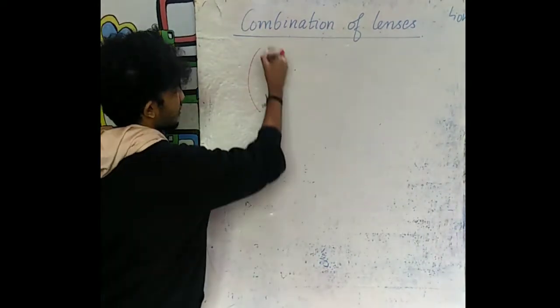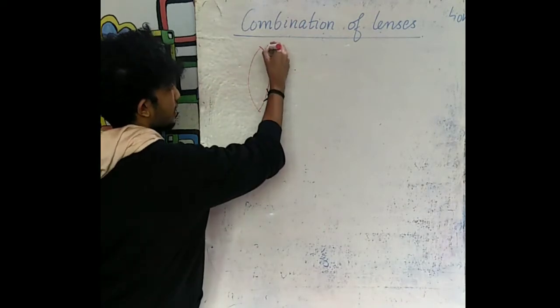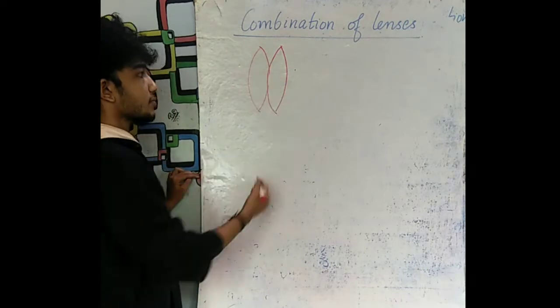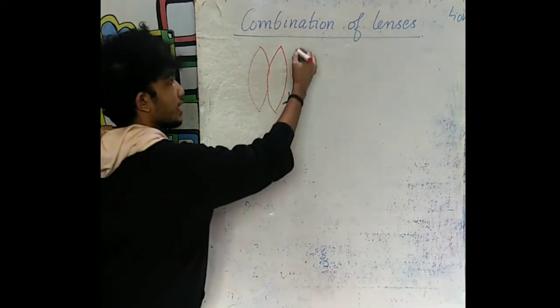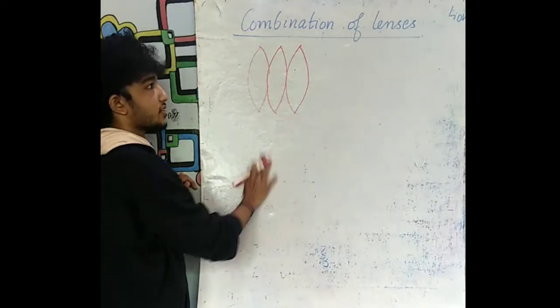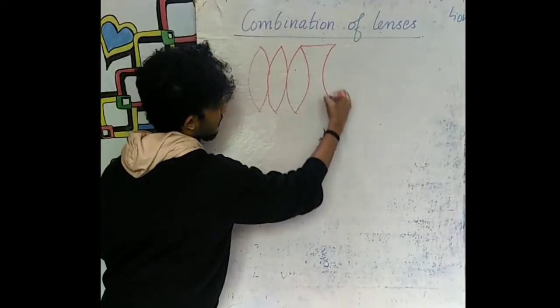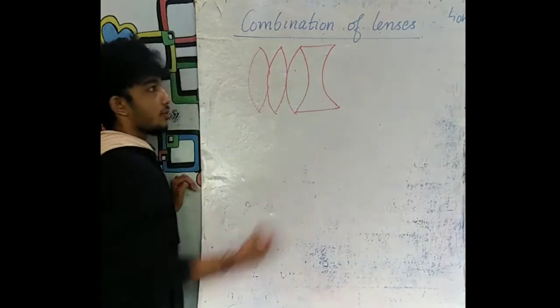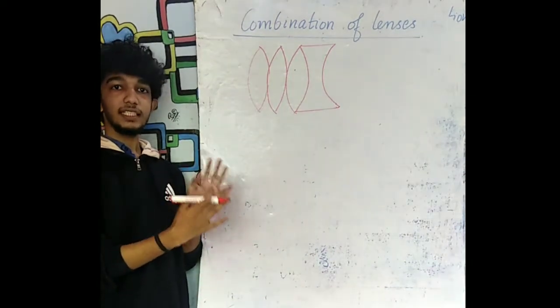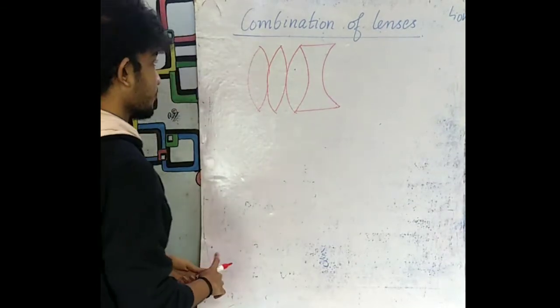Suppose a convex lens and another convex lens are placed adjacent to each other. This forms a combination of lenses. We can place one more convex lens. This has formed another combination. And if you are placing a concave lens along with it, this forms another combination. So a combination of lenses can be made when many lenses are joined next to each other.